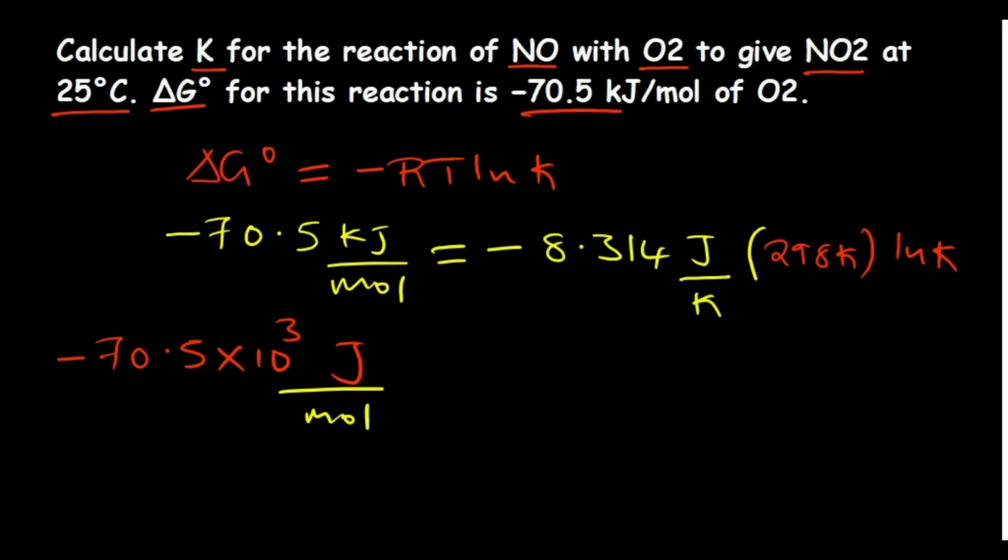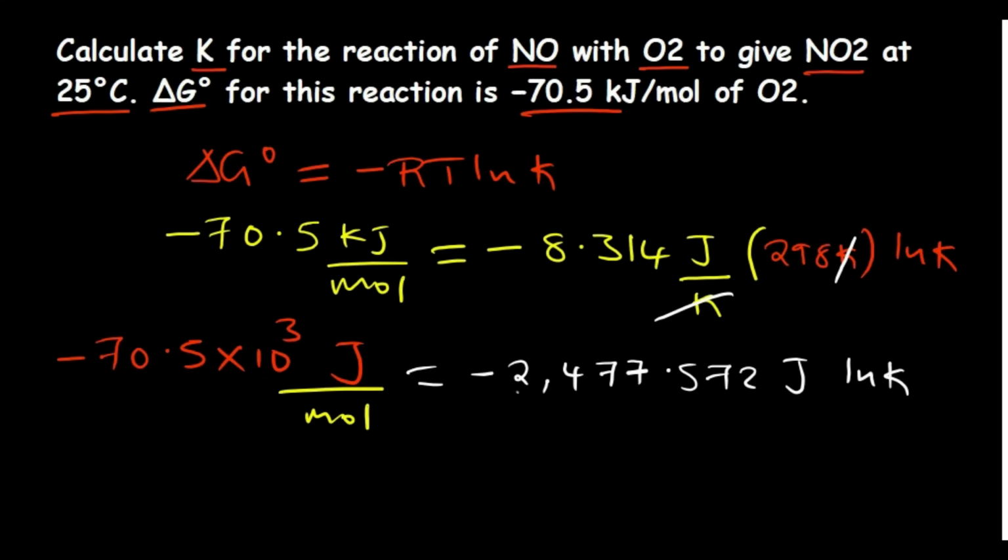We're trying to collect the like terms. Here we can't collect like terms, this is multiplication, so let's multiply. After multiplying, we expect the kelvins to cancel out. Multiplying 298 by 8.314, the value is negative 2477.572 joules, and then you have natural log of K. So we can divide both sides by this value. On this side it goes away, and on the other side you divide by negative 2477.572 joules. The joules will cancel out as well.